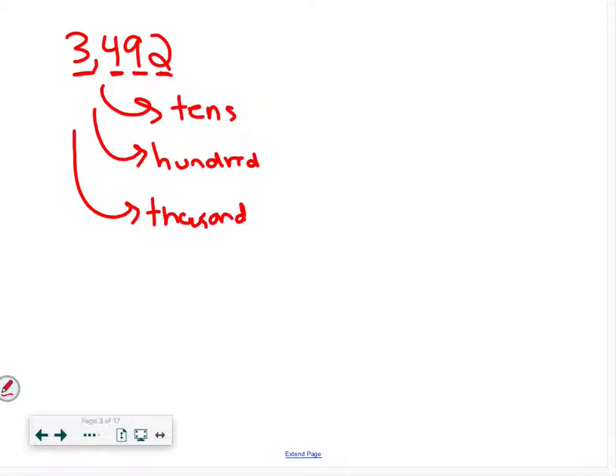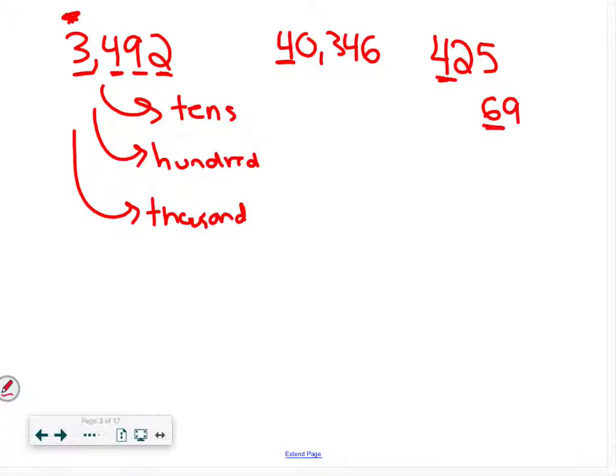Typically, when rounding, the easiest place to round to is whatever the biggest place value is. If I round to the nearest thousand, because this is the biggest place value, that will give me the easiest number to work with mentally. If I have the number 40,346, my biggest place value is the 10,000. If I have the number 425, the biggest place value is the 100. If I have the number 69, the biggest place value is the tens.